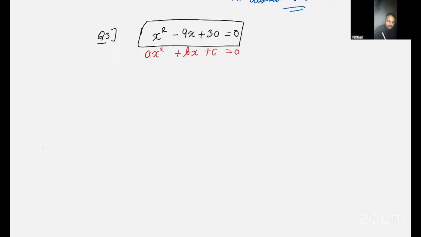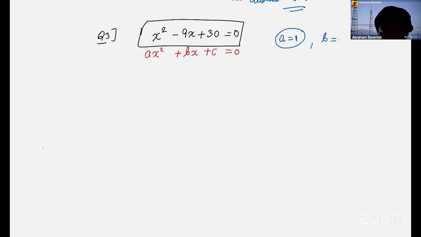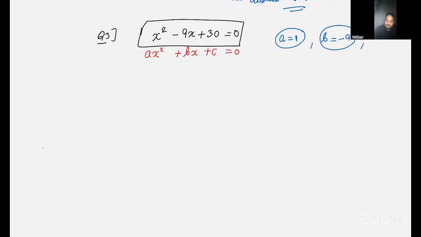Now, can you unmute your mic and tell me the value of a, b, and c? We'll compare these two equations. What is the value of a? If nothing is there, then we consider it as 1. The value of a is 1. Then what is the value of b? Minus 9. And c is 30.